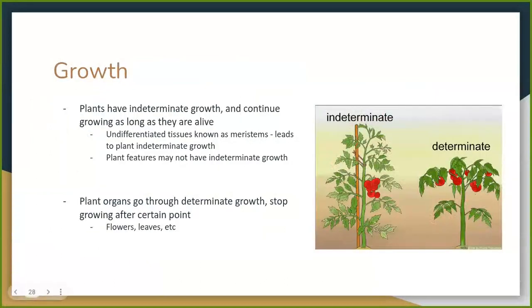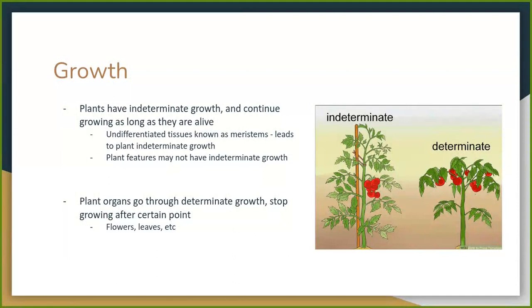Okay, moving on to growth. Plants can exhibit either indeterminate or determinate growth. Indeterminate growth is just when the plant is able to continue growing as long as it's alive. They have undifferentiated tissue known as meristems. This is what allows for continued growth of the plant. However, some of its features may not share indeterminate growth and will just die out.